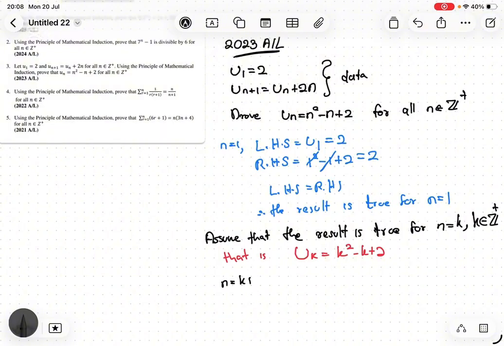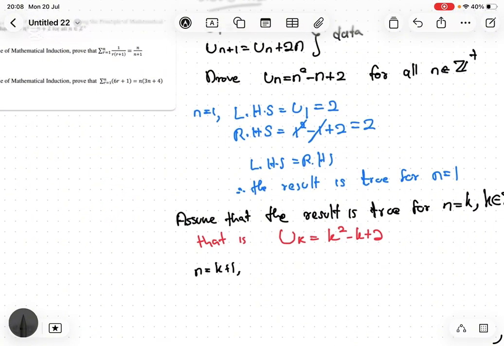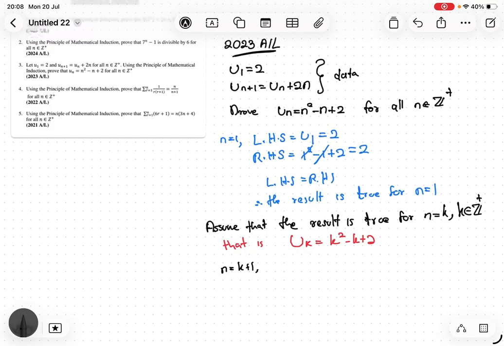When n equals k plus 1. Right. What is the right hand side then? When n equals k plus 1, what is the left hand side?